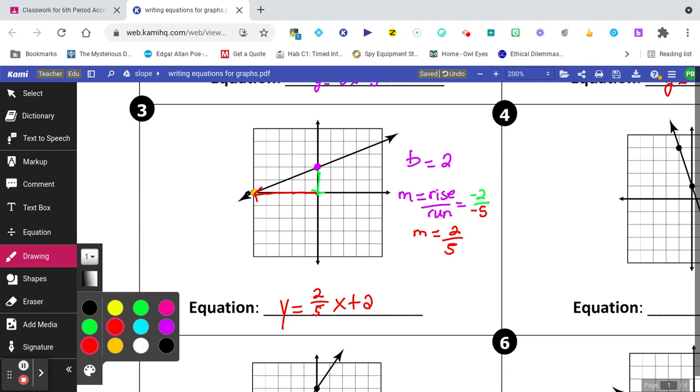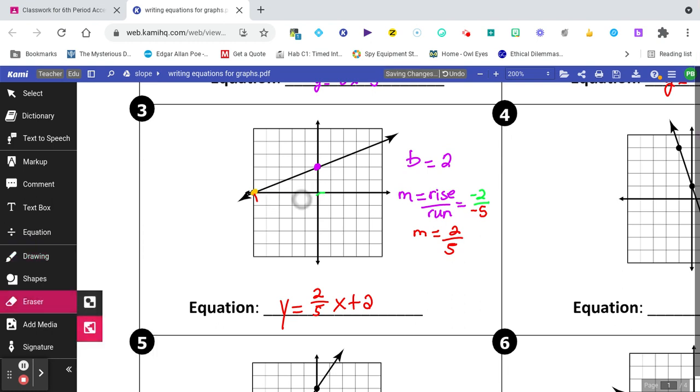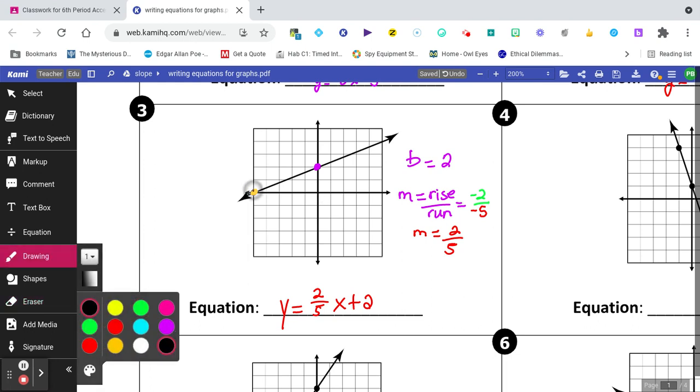Now, if you don't like going down and left and right, of course, you can always start like I do. I normally start going up from one point to another. So I'm going to go up 1, 2. You would have gotten a rise of +2. And a run of 1, 2, 3, 4, 5. Either way, you get +2/5, guys.